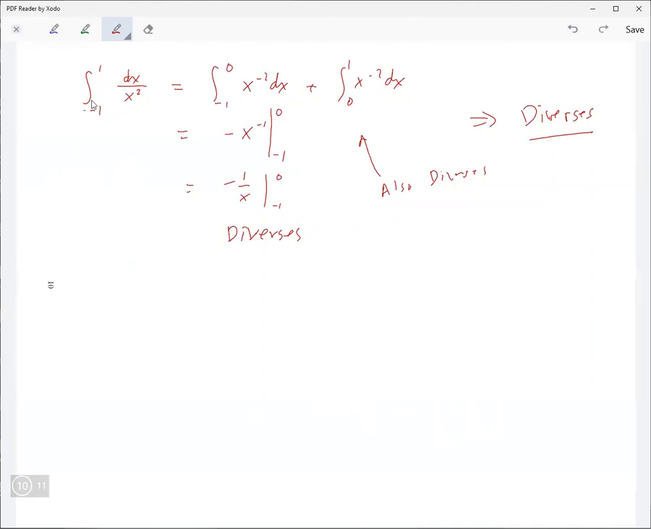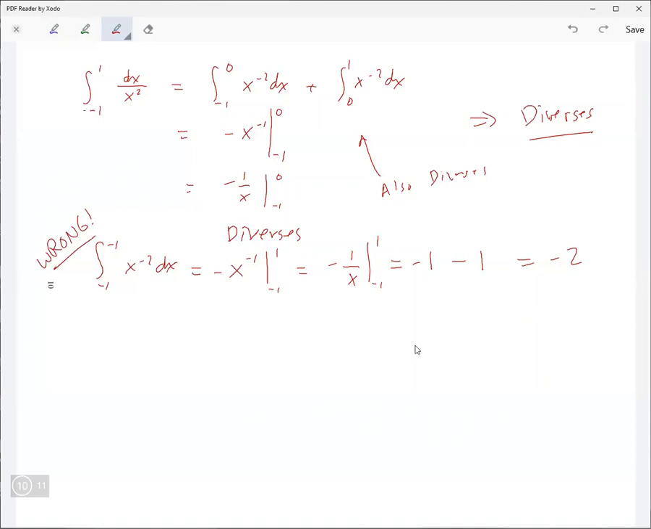But if you didn't realize that, then you could fall into this trap right here. So this would be the wrong way to do it. You could just be like, oh, okay, it's negative x to the negative 1, evaluated from negative 1 to 1, or negative 1 over x evaluated from negative 1 to 1. You put a 1 in, you get negative 1, subtract, and put a negative 1 in. Also, you get like negative 2.